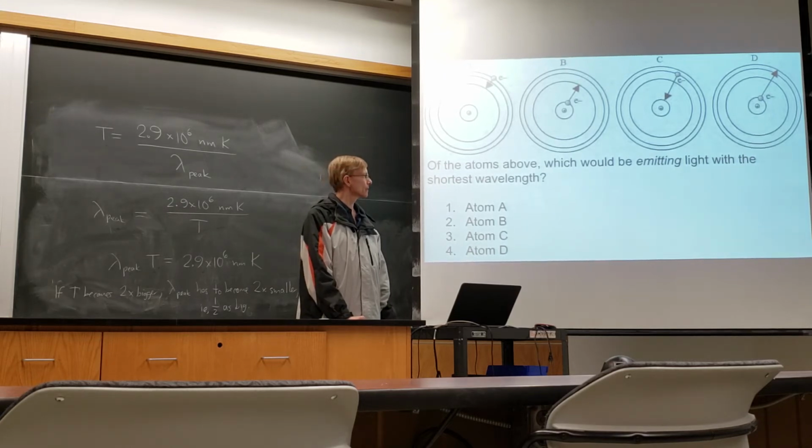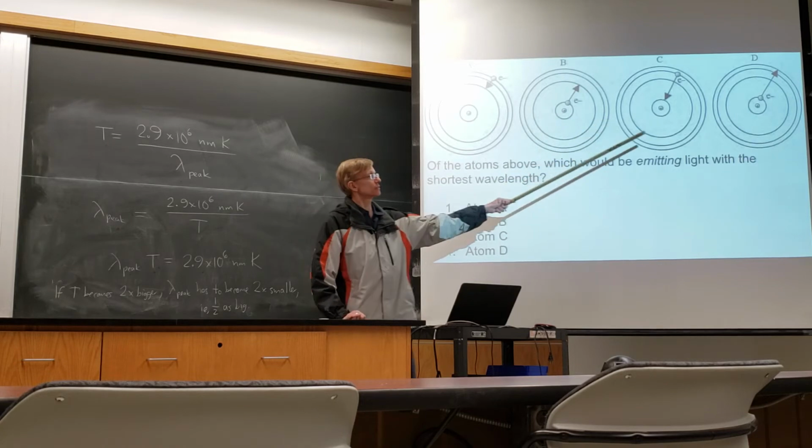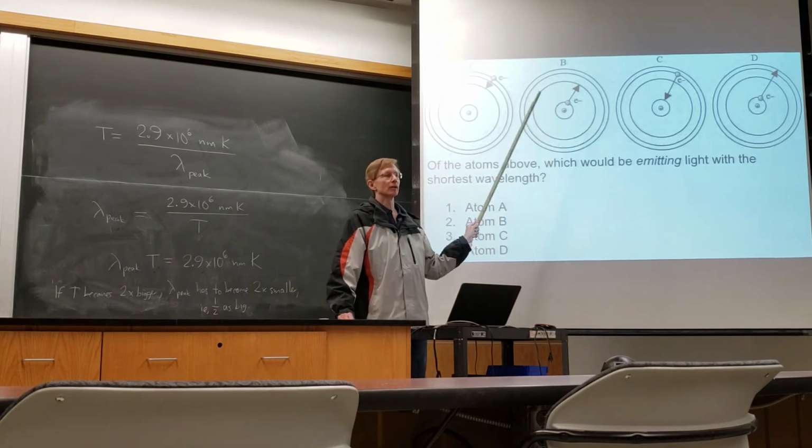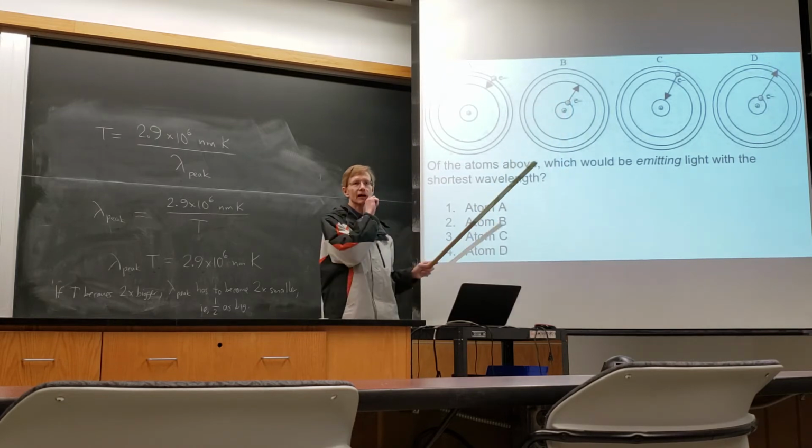If it's absorbing light with the longest wavelength, B, yeah, because B and D are the choices because those are the ones that are absorbing, but longest wavelength would be the lowest energy, so B is the winner in that case. And so forth. That's how you reason through that.